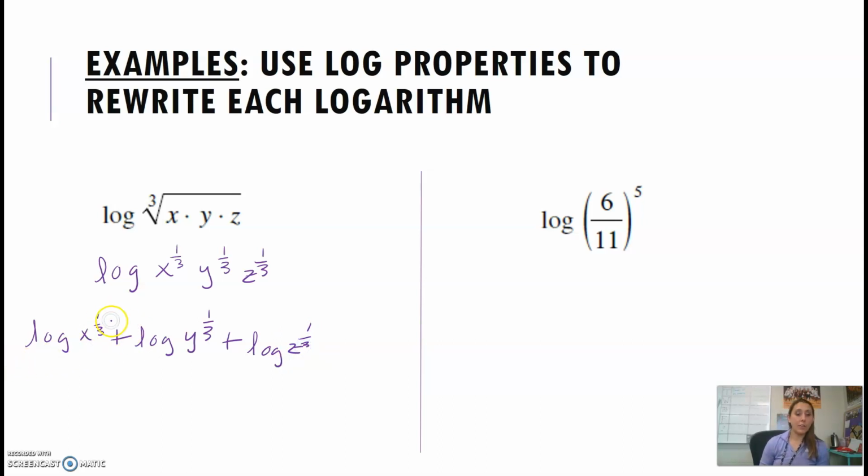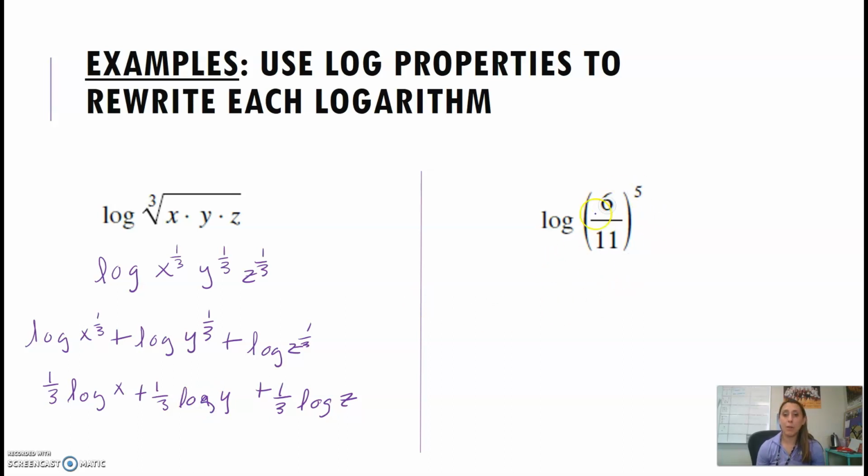So now I got to do the power rule, which says that I'm going to take the exponent and throw it out front. So I'm going to get 1/3 log of x plus 1/3 log of y plus 1/3 log of z. Make sure you notice that this is a log. There we go.